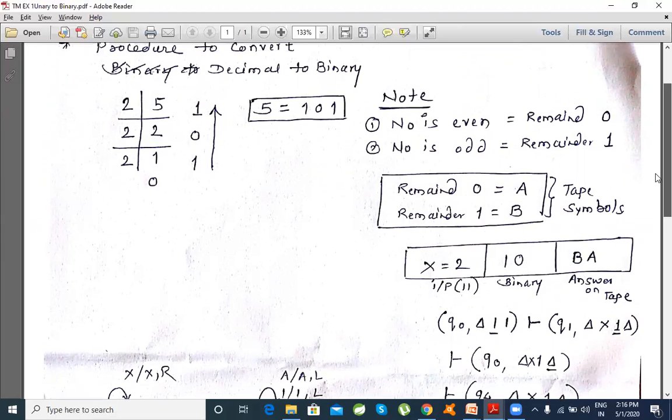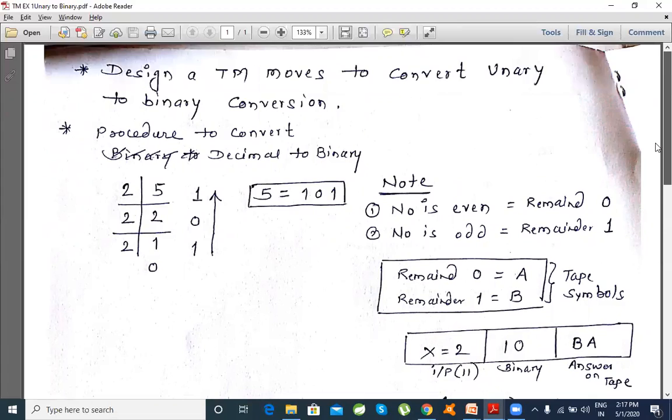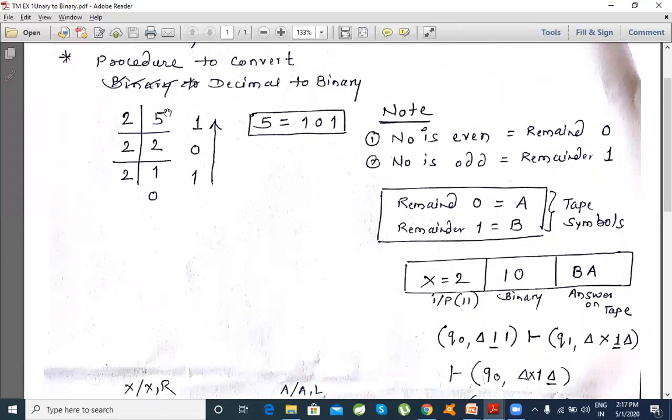Now, as I said, the remainders will be either 0 or 1, and the input is given in unary format. Unary format means that to process 5, on tape we need to have 5 ones, single ones. So we cannot directly process the decimal number system. It has to be converted to unary. So unary format has to be converted to binary. All such numbers are represented by that many ones on the input tape. So if I have 5, five ones will be available to be processed on the input tape.